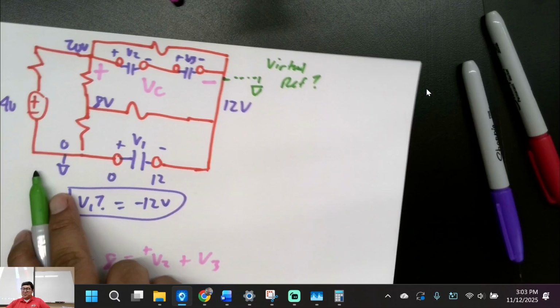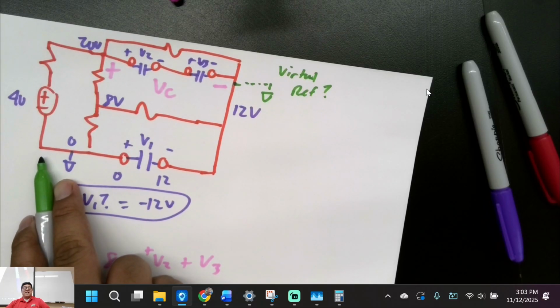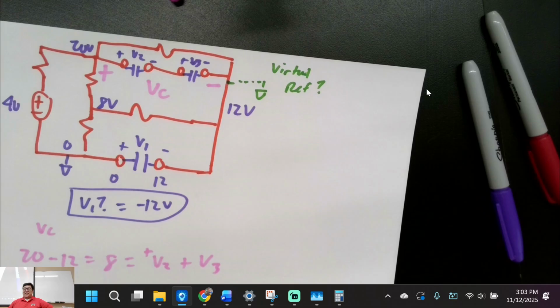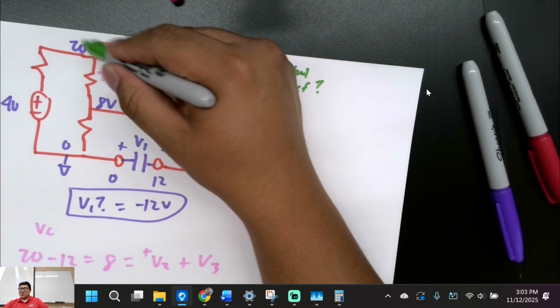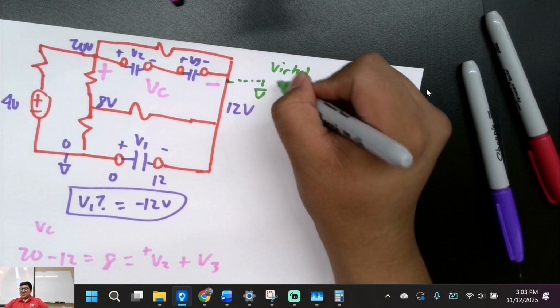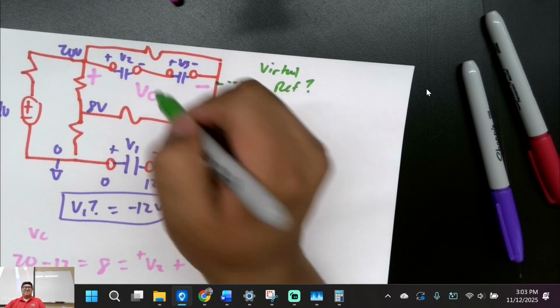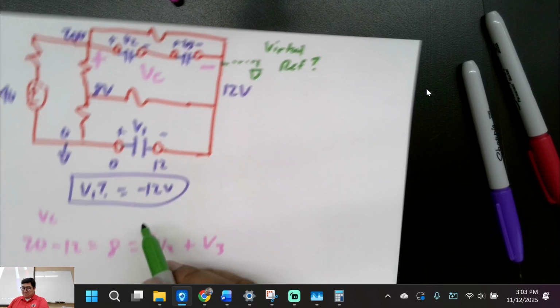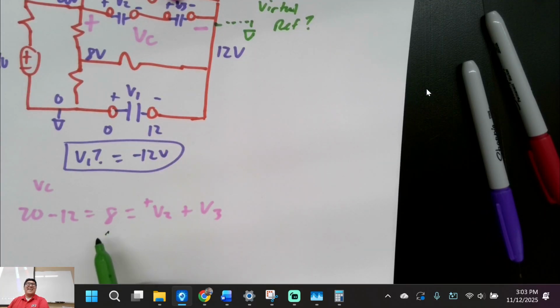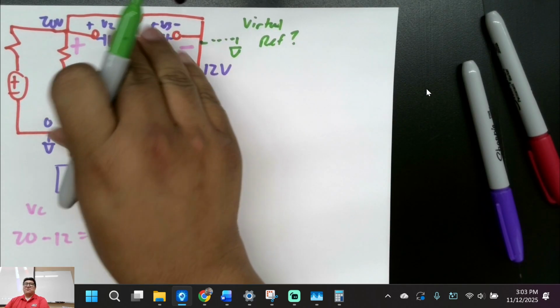So what happens with the voltage over here? It's going to be minus 12. So everything starts pushing down. What I'm trying to say is, you see this 20 volt? Based off this new reference, what's the total voltage through here? 8. Making sense?